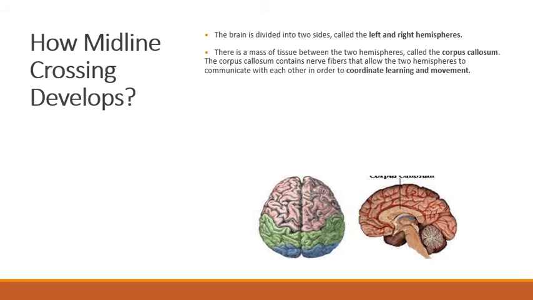How midline crossing develops. The brain is divided into two sides, called the left and the right hemispheres. There is a mass of tissue between the two hemispheres, called the corpus callosum. The corpus callosum contains nerve fibers that allow the two hemispheres to communicate with each other in order to coordinate learning and movement.